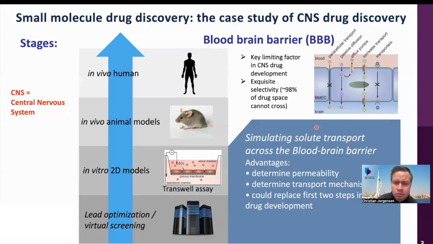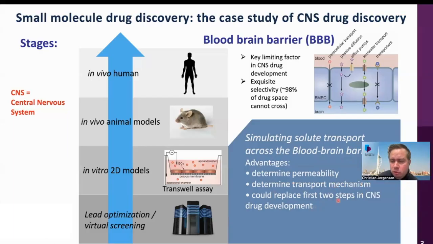Okay. And so because this process is so expensive and difficult, we would like to simulate the cellular transport across the blood-brain barrier with computers. And the advantages of this is you can estimate the permeability. You can also determine the transport mechanism, and you could replace the first two steps in CNS drug development. And today's lecture will present computational methods for this.